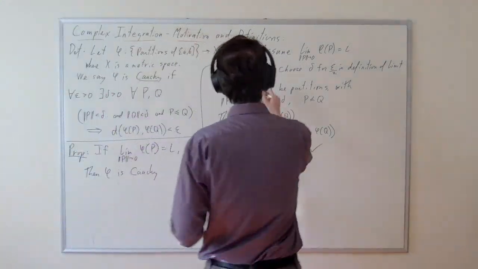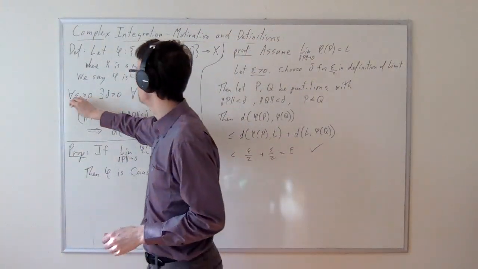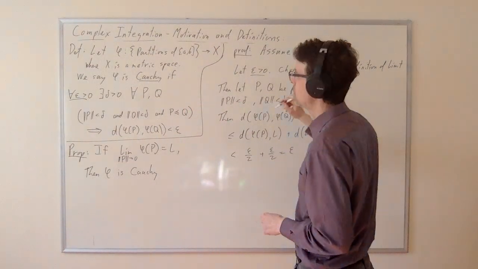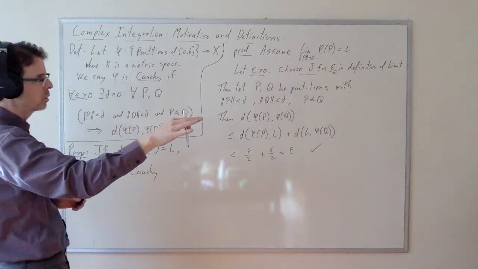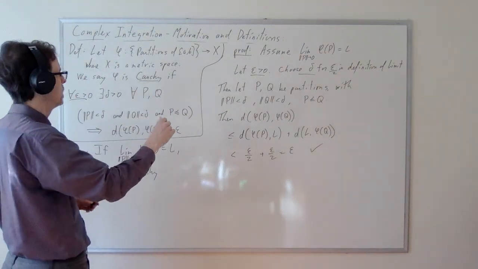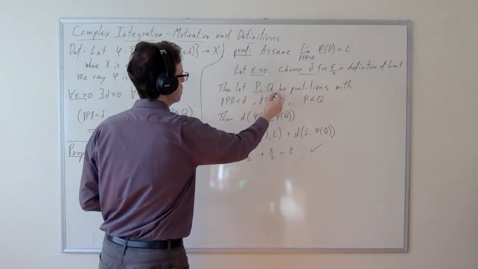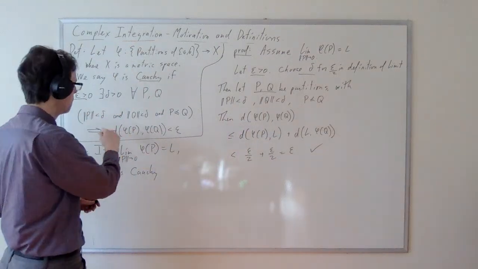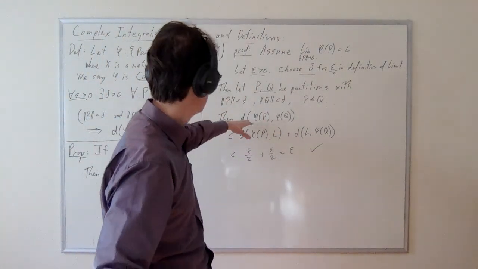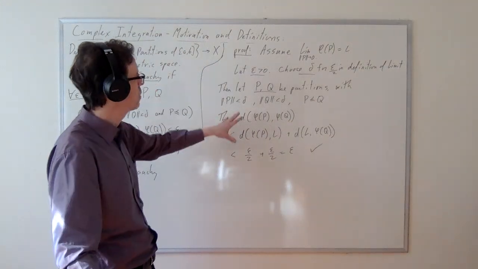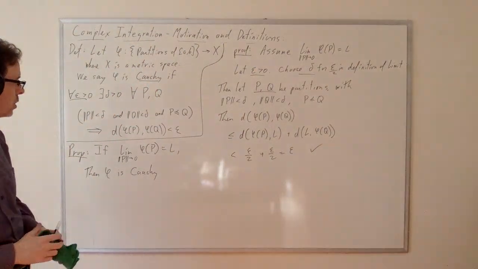So notice we really did start with choosing epsilon, consistent with this. We really did next choose a delta, not for epsilon, but for epsilon over 2 in the other definition of the limit. Then we picked out 2 things. We assumed the right things about them, and we proved that the distance between them was less than epsilon. So that really is a faithful proof that this thing is Cauchy.